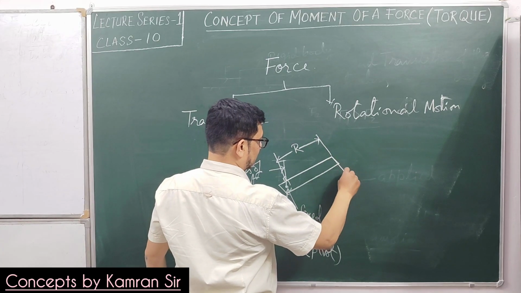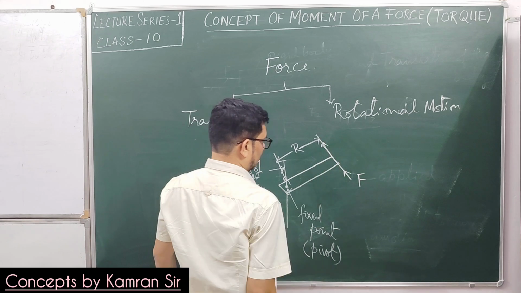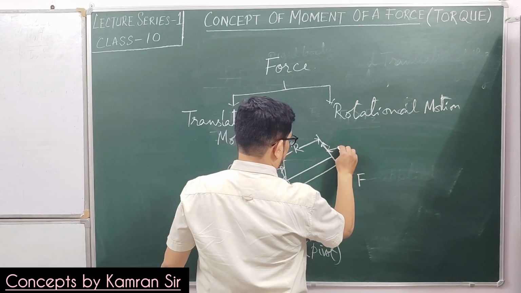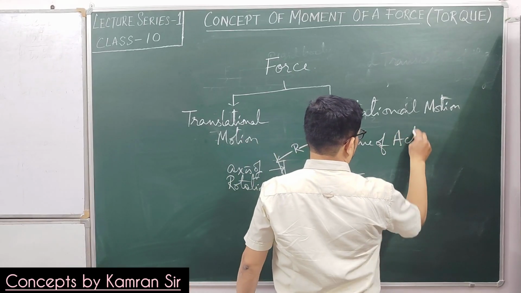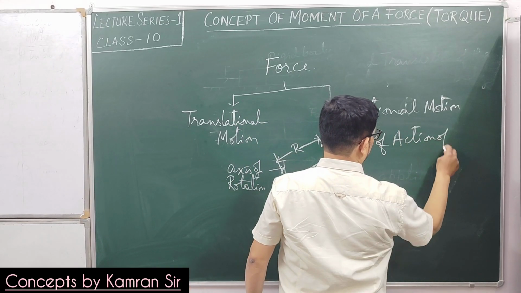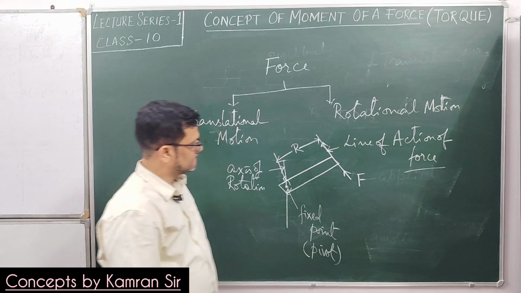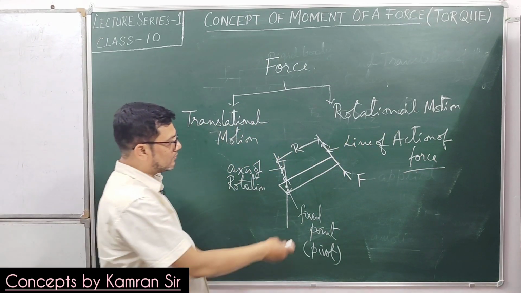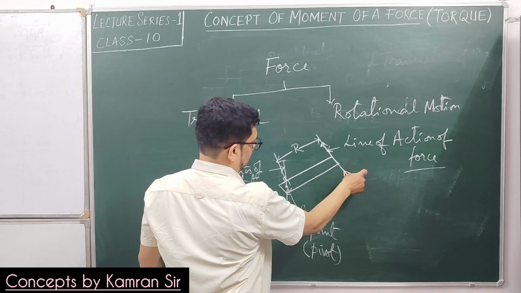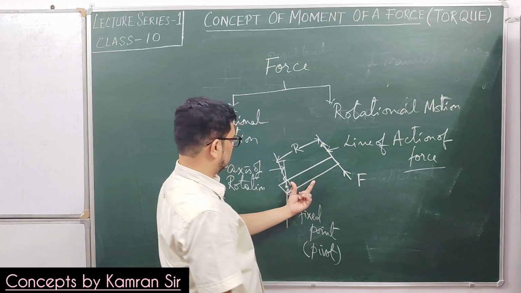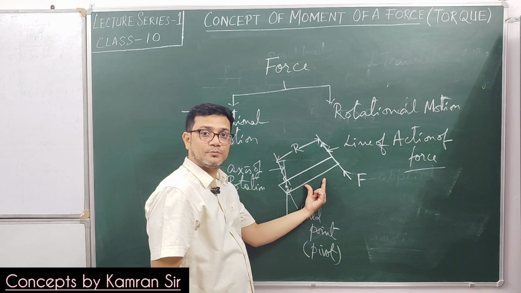And you are applying a force in this direction, suppose. So we can label this as the line of action of force. What do you think? What would be the net effect of this force, and what effect is it going to produce?